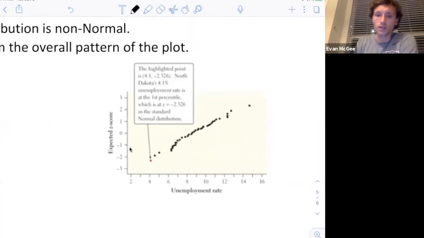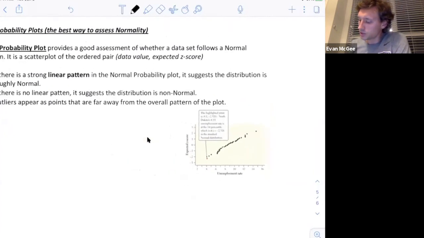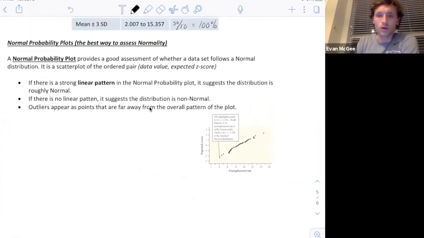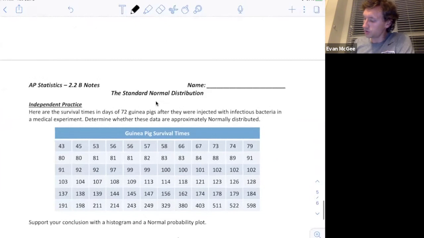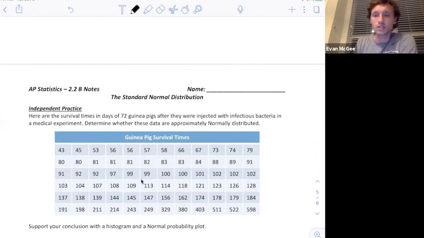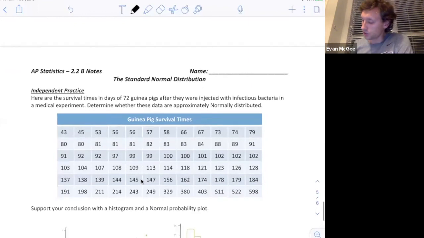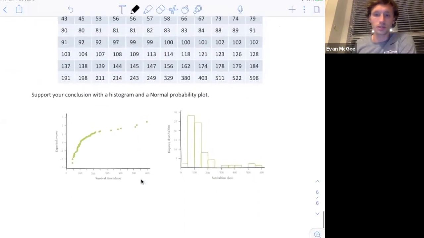It's the unemployment rate plotted against the expected z-score, and the outliers are going to appear as points that are far away from the overall pattern, like you can see this one here and this one out here. But the overall pattern here is linear, so it means the distribution is approximately normal or roughly normal. If there's no linear pattern, then it suggests that it's a non-normal distribution. So go ahead and on your own, you can type in this data and make sure you can see a normal probability plot. It should look something like this in your calculator.